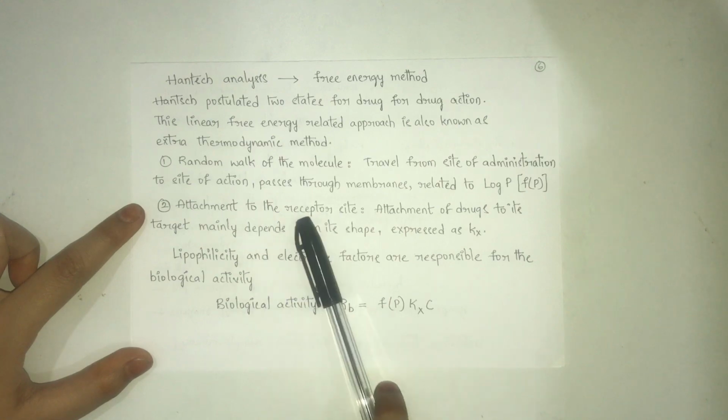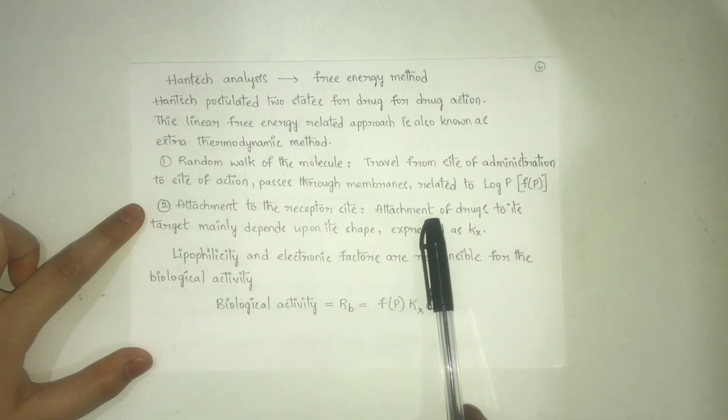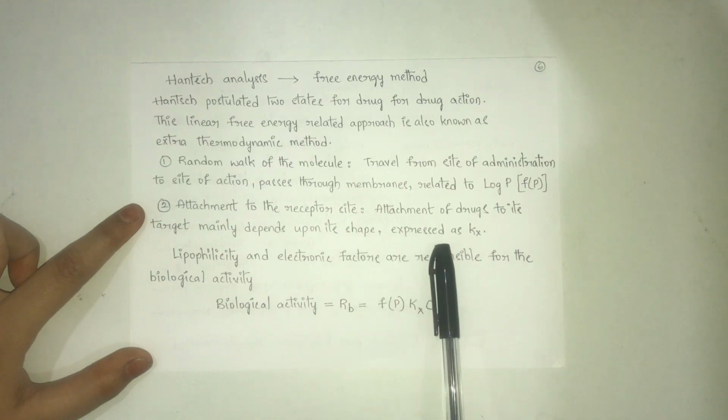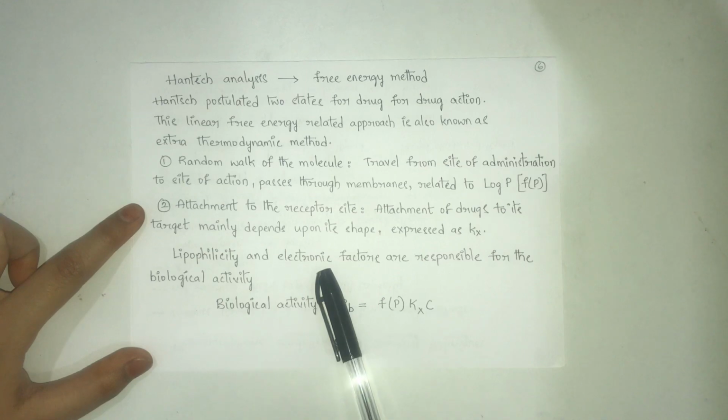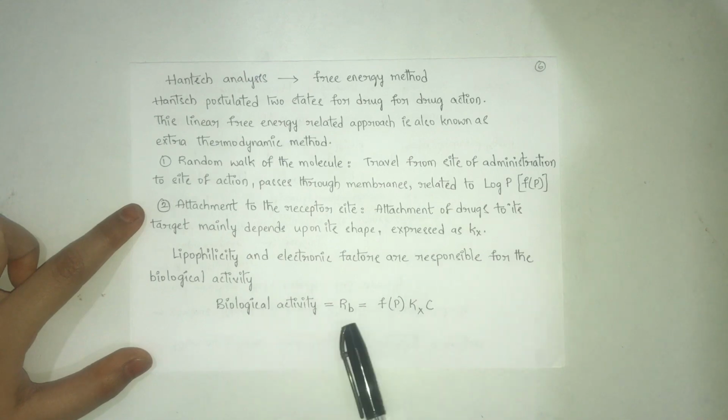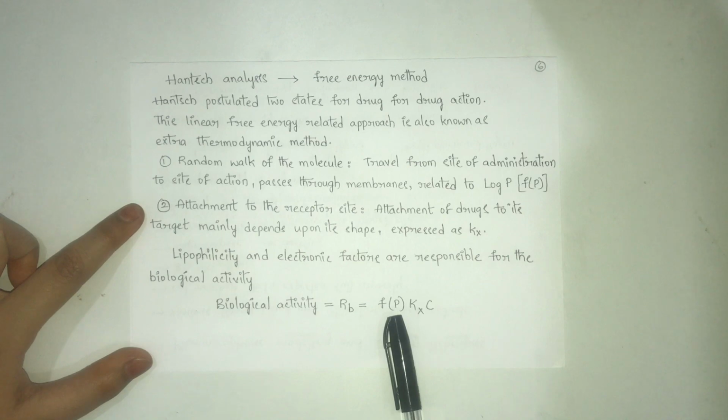Second one, attachment to the receptor site. Attachment of drugs to its target mainly depends upon its shape, which is expressed as Kx. The lipophilicity and electronic factors are responsible for the biological activity. Hence, biological activity, which can be represented as Rb, equals a function of P into Kx into C.